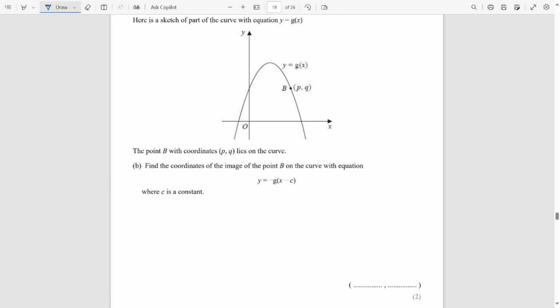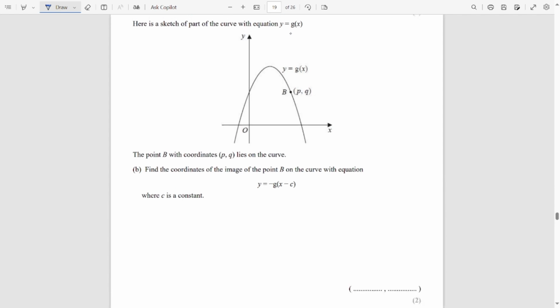Okay, now this question here is actually not any more complicated. It's just worded really confusing. So you have y is equal to g of x, and then you have this point here that has x coordinate p and y coordinate of q. And we're asked to find the coordinates of the point on the curve with this equation here.